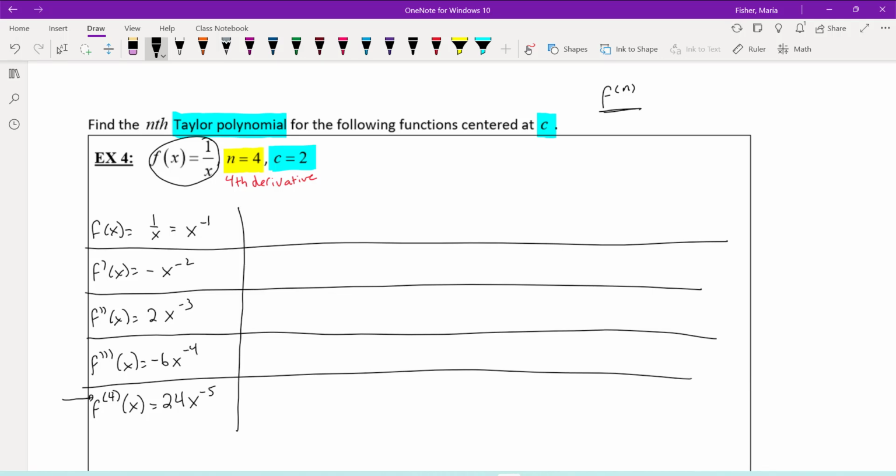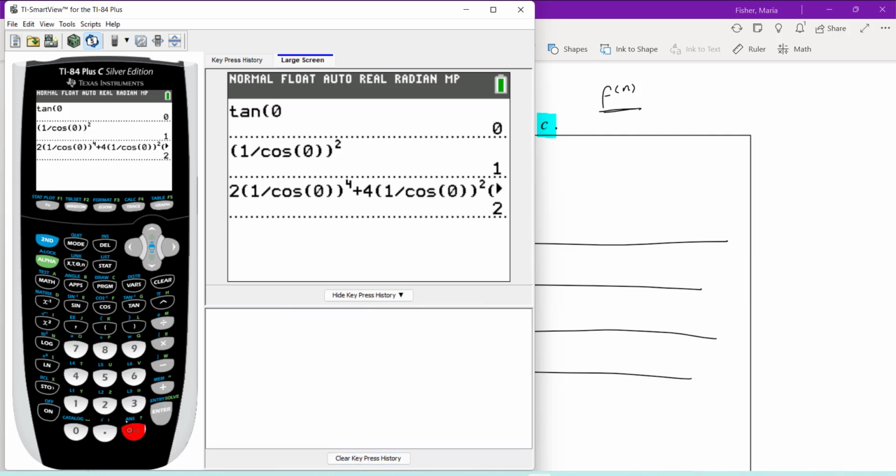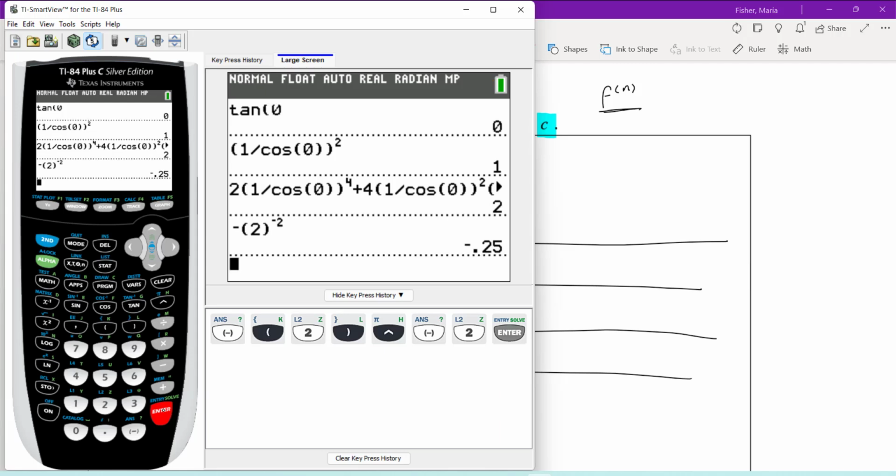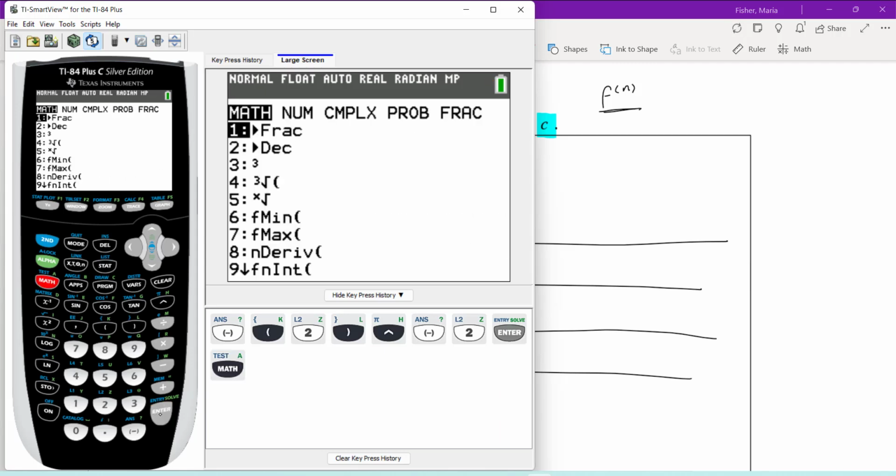Now let's find the value of the function at each one of these. So I need to find f of 2, because again, we're centered at 2. So what is 2 to the negative first? Well, sticking that into a calculator, you'd get 1/2. F prime of 2, what is negative 2 to the negative second? Again, you'd stick that into a calculator, and if we show that real quick, negative and then 2 to the negative second, you'd get an answer, and what you would do is you would make it into a fraction, and you'd have negative 1/4.